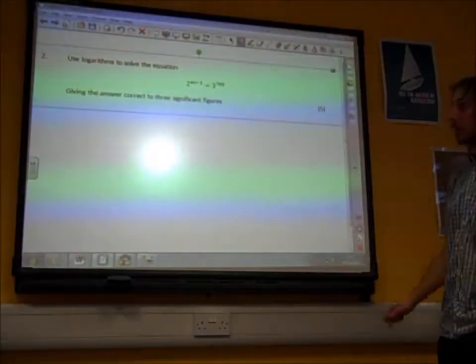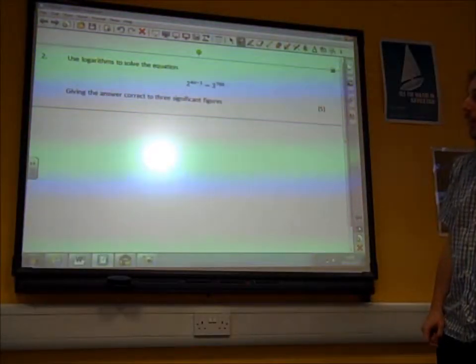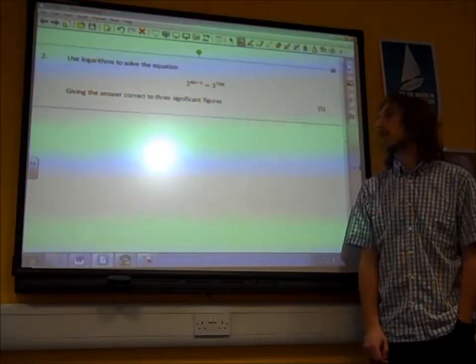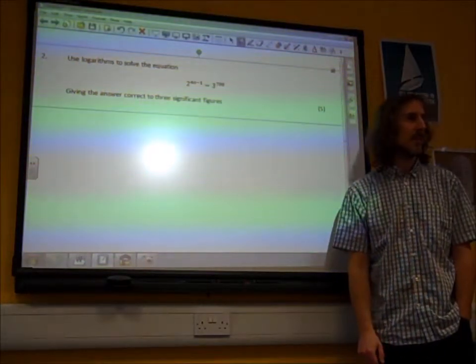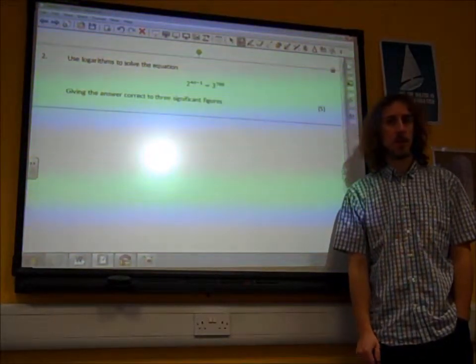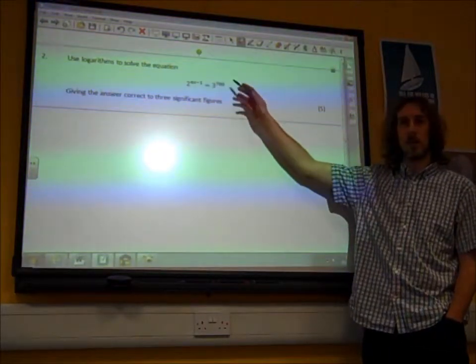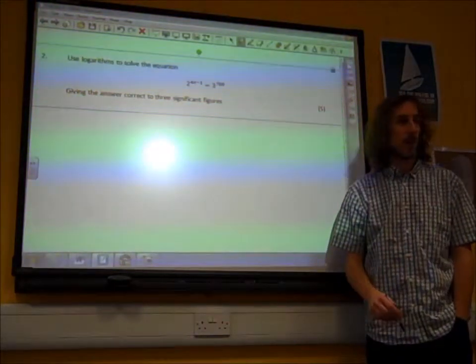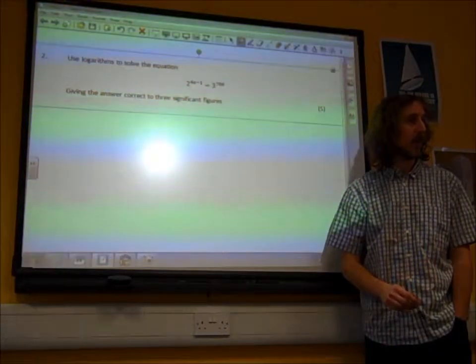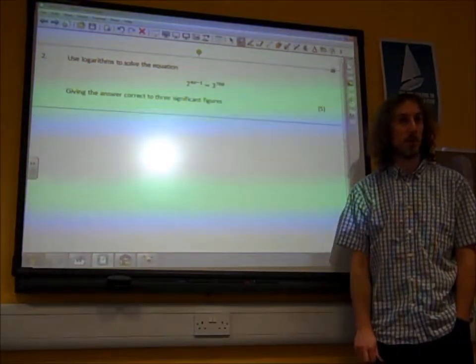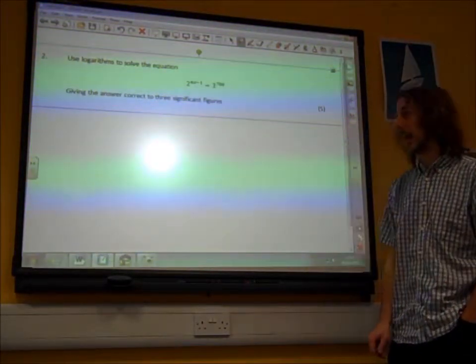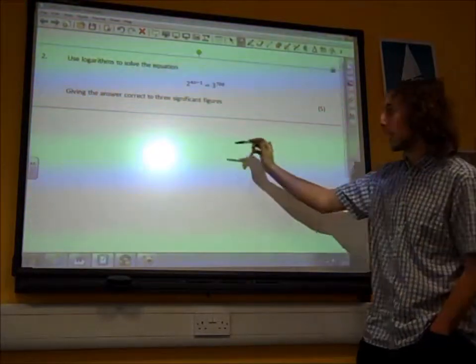Question 2. Use logarithms to solve this equation here. Give the answer correct to 3 significant figures. Now I think this is a very carefully designed question so that 3 to the 700 is so big that your calculator can't handle it. So you can't do it by trial and improvement or any other guessing route. So we have to actually go through the steps.